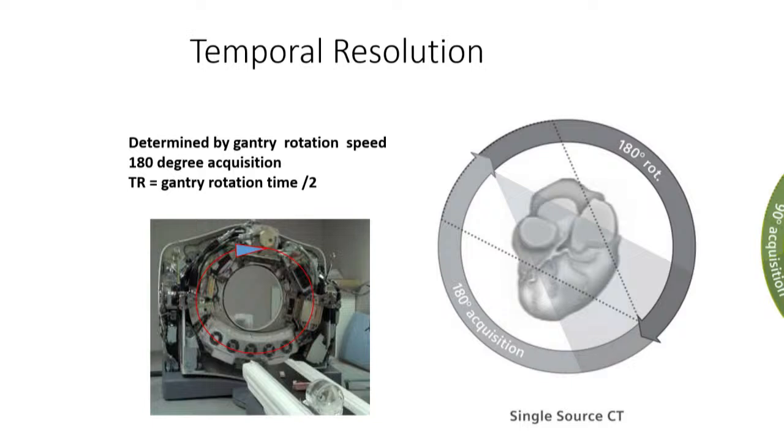Okay? And what determines the temporal resolution? It depends on how long it takes for the X-ray tube to go around your body. Okay? The faster the gantry rotation, the better the temporal resolution. Since this is a circle, and we have detectors on the other side, you don't need to rotate the entire 360 degrees. You only need to rotate 180, because you can project back and get the opposite of what you get, and that completes the data set. So the actual temporal resolution will be the time for you to complete 180 degrees.